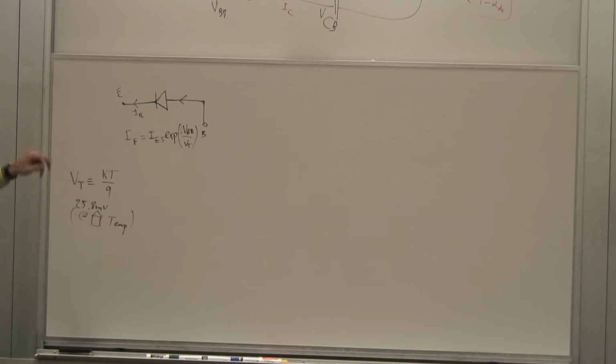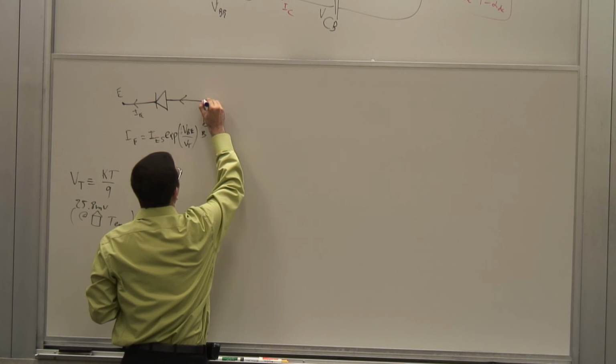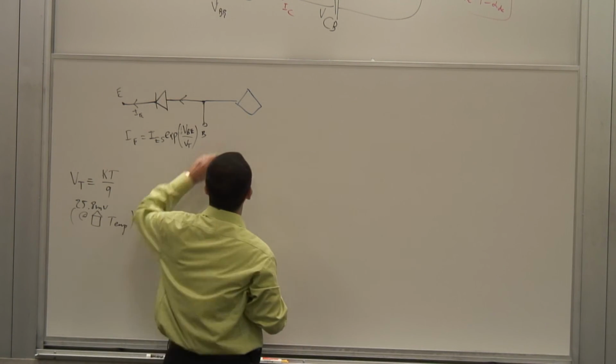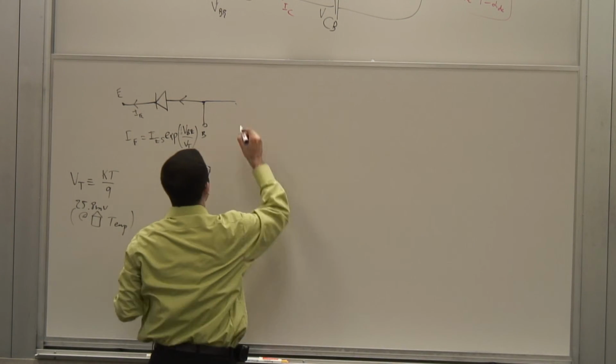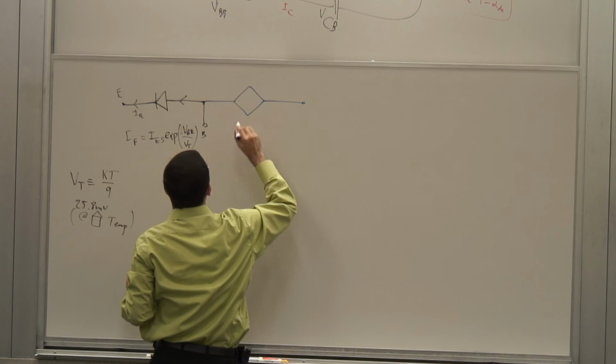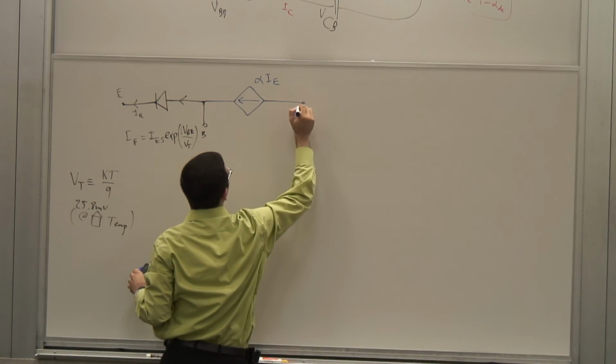That's one of the diodes I'm taking into account. But now, in addition to this diode, I have a current-controlled current source. So it's a dependent current source. That's why I show it as a diamond, which basically carries the current alpha IE. And this is the collector.